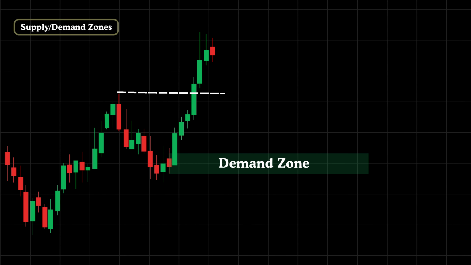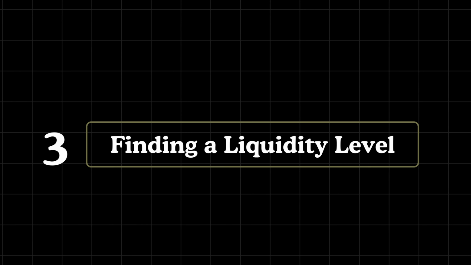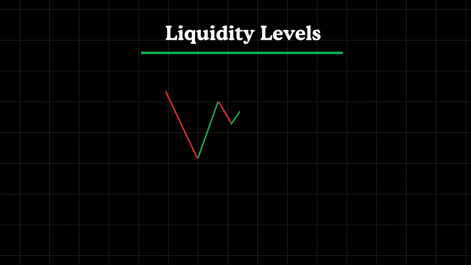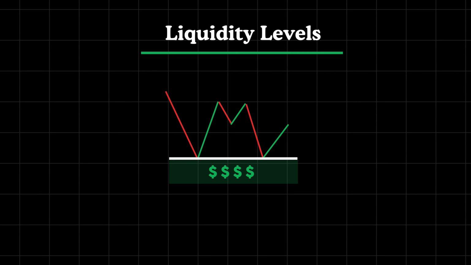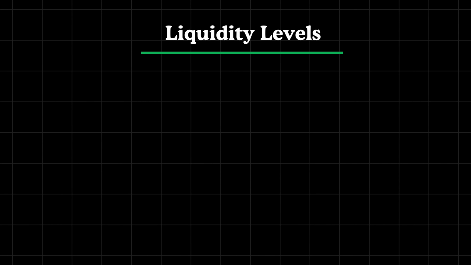Now that we've identified a demand zone, we move on to step 3, which is finding a liquidity level, and this is the most important step in the entire strategy. To put it simply, liquidity levels are areas where a lot of stop-loss orders are placed. Examples of liquidity levels are double bottoms, triple bottoms, or even multiple rejections from the same level.